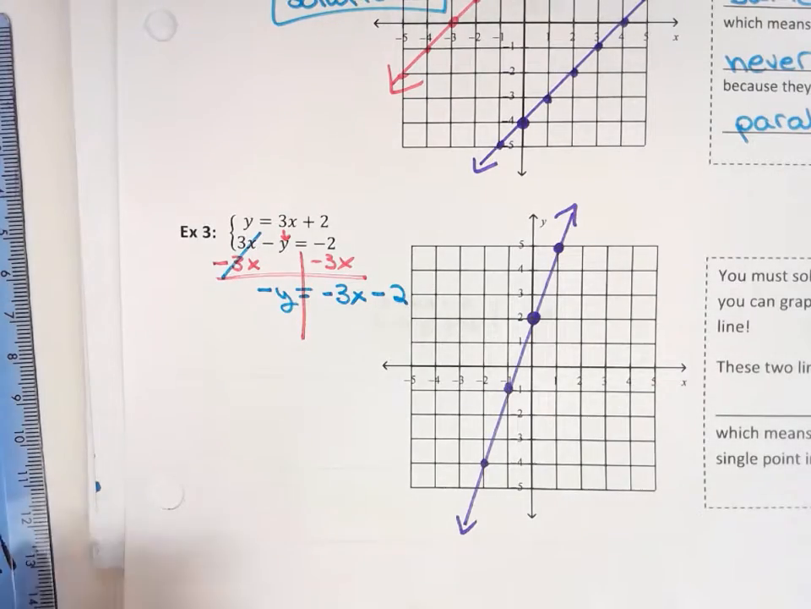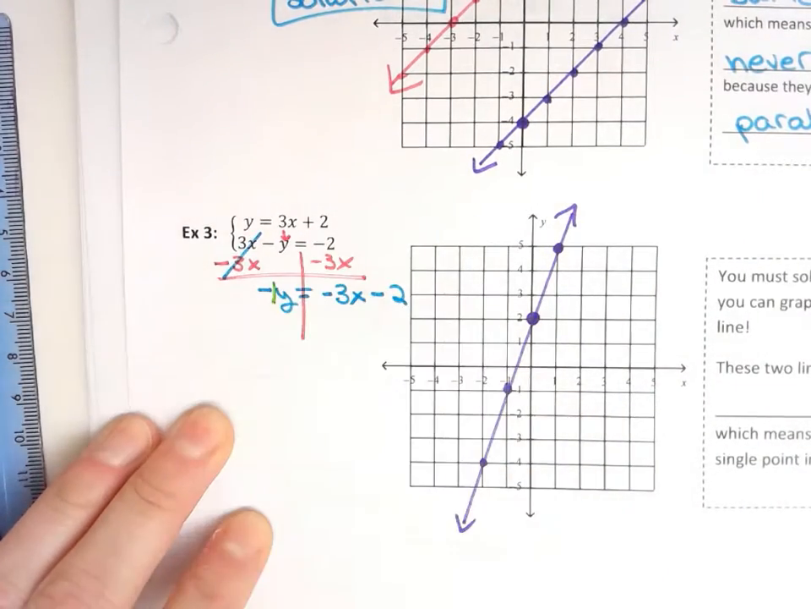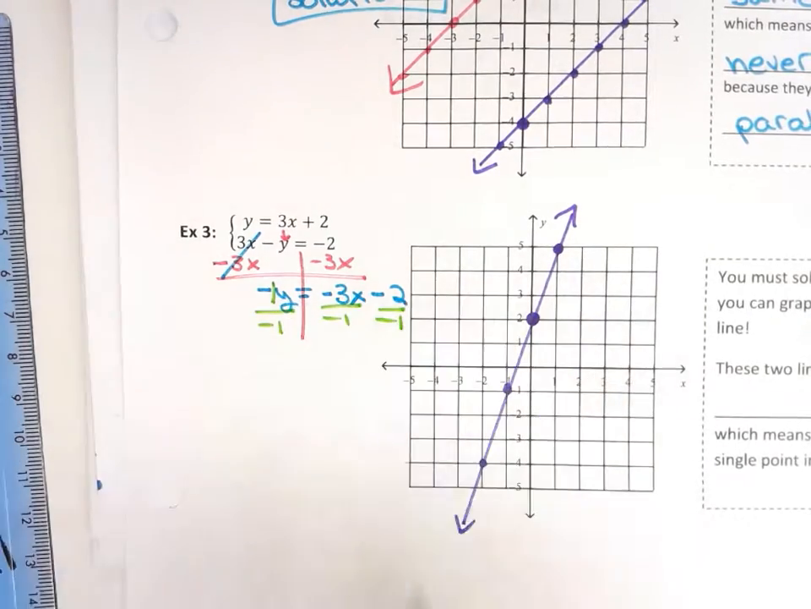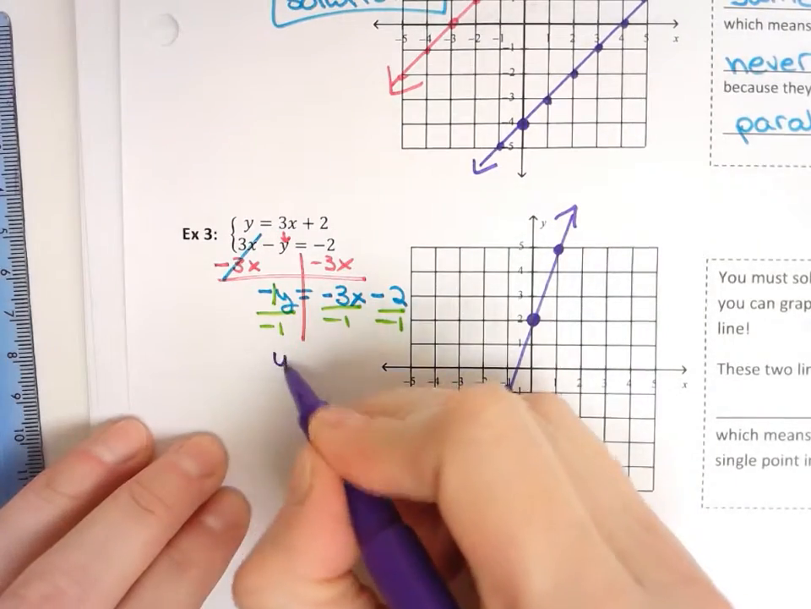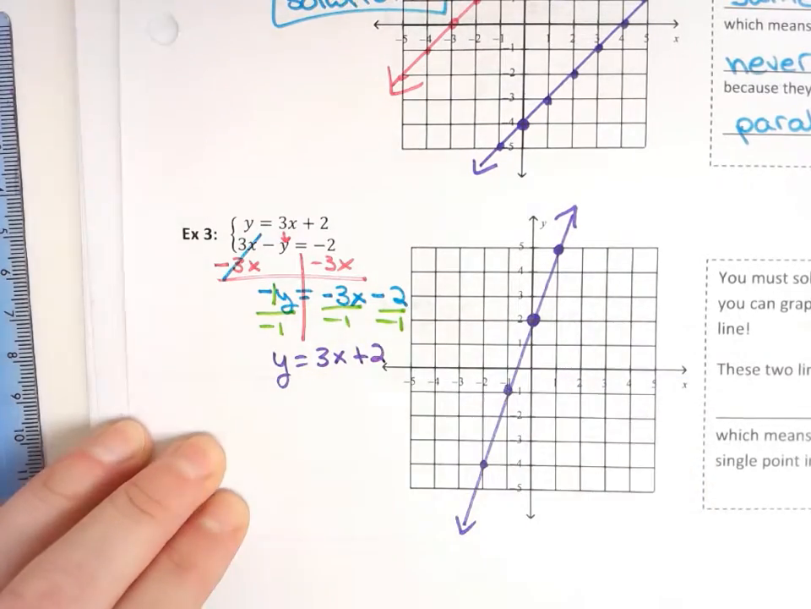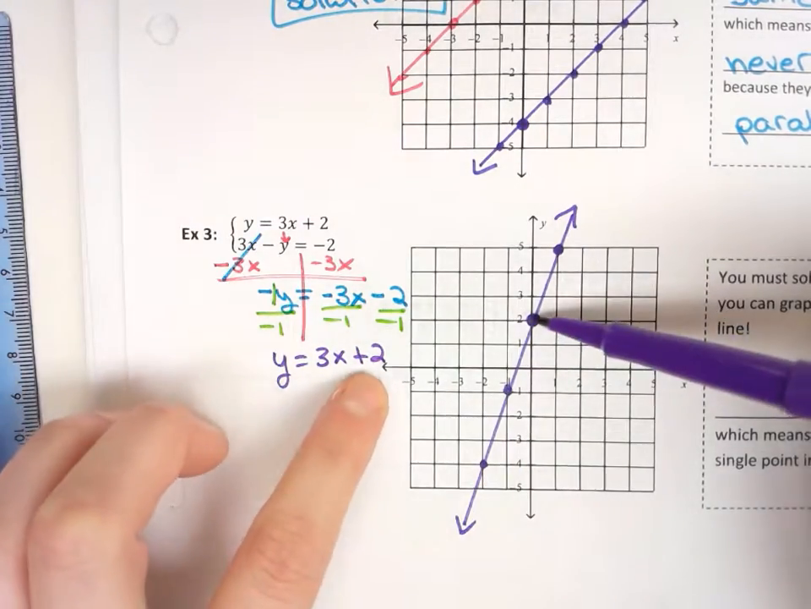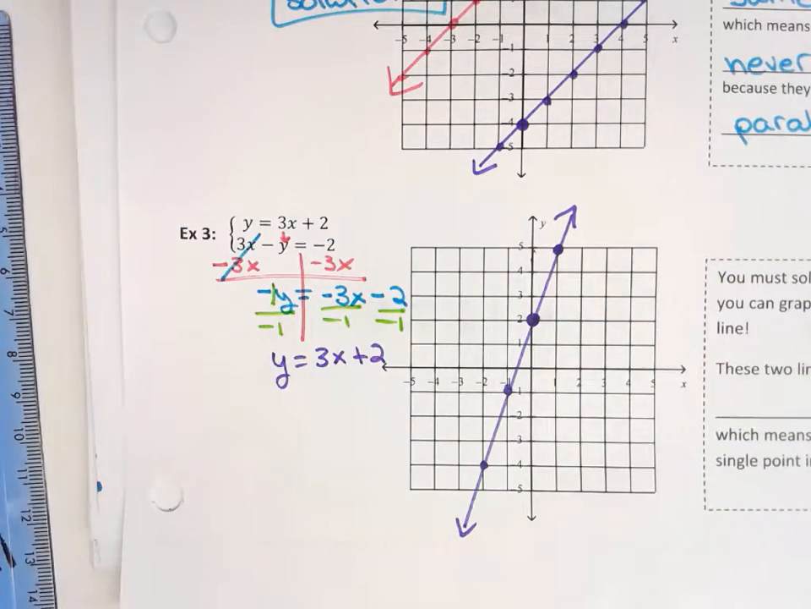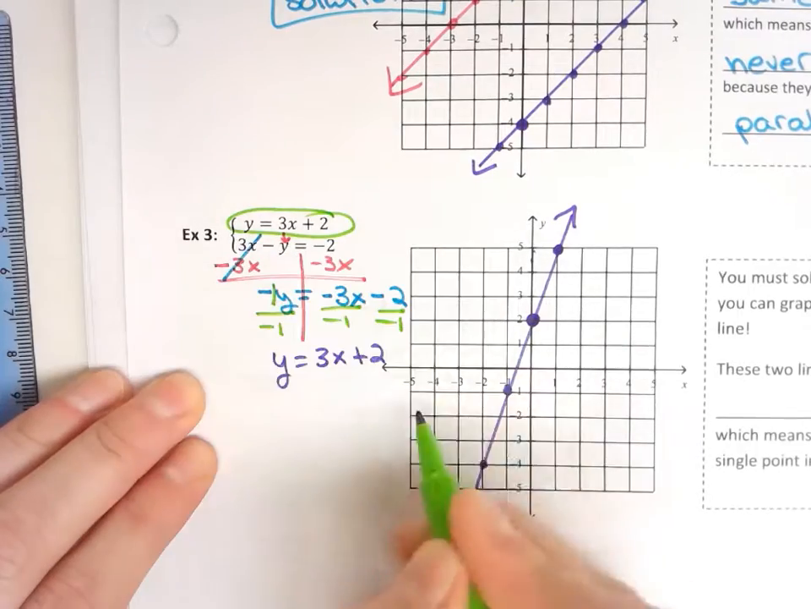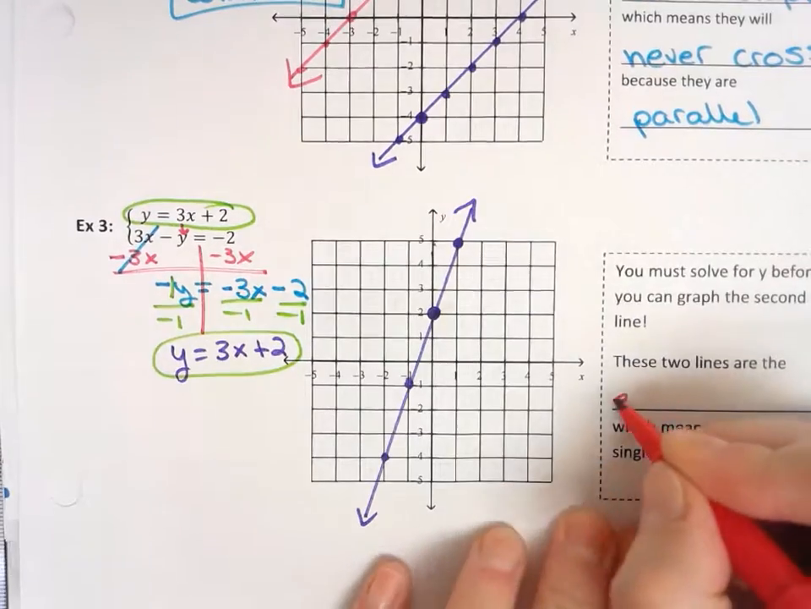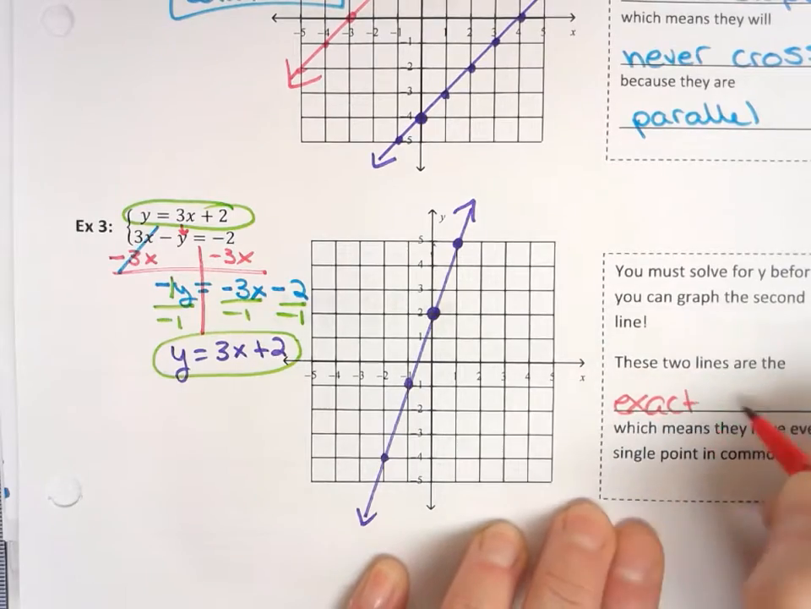Now the y is not completely by itself because that means negative 1y. So I'm going to divide everything in this problem by negative 1, which means I've got y is equal to positive 3x plus 2. Now if I graphed this one, I start at 2 and I'm going up 3 and over 1. But that's exactly what we just did because this is the exact same as the other equation. So that's what I want you to put right here.